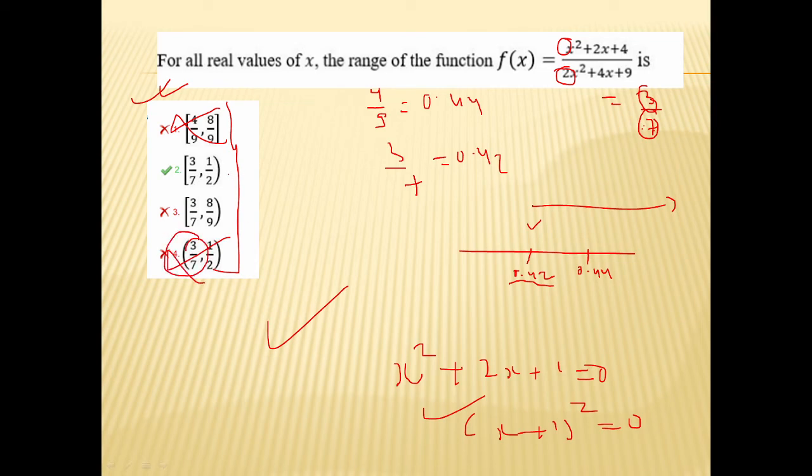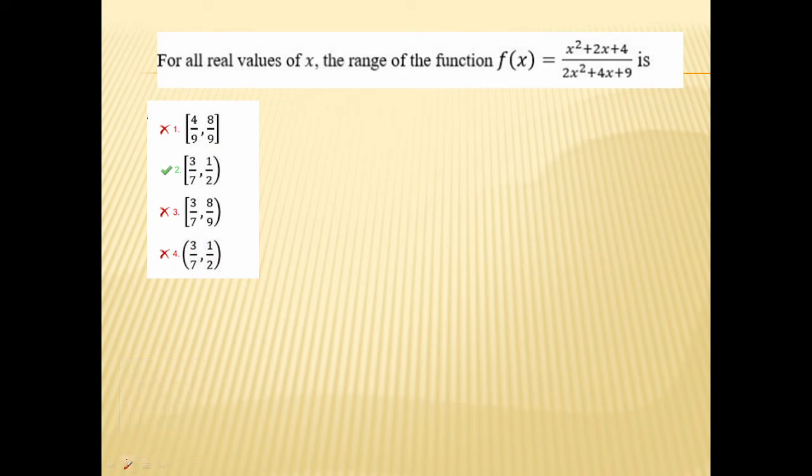Now coming to these two options. Same approach for the right hand side also. 1 by 2 and 8 by 9. 1 by 2 is somewhere here and 8 by 9 is somewhere here. So now if 8 by 9 satisfies, then ultimately this will satisfy. So if 8 by 9 satisfies, this will be your answer.